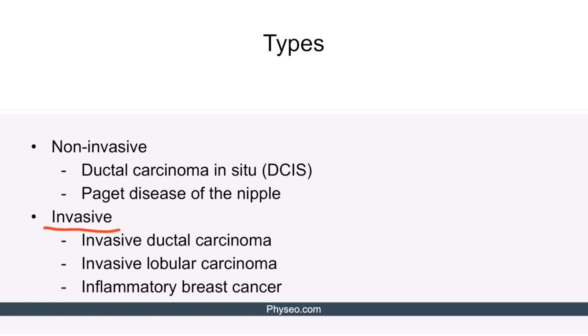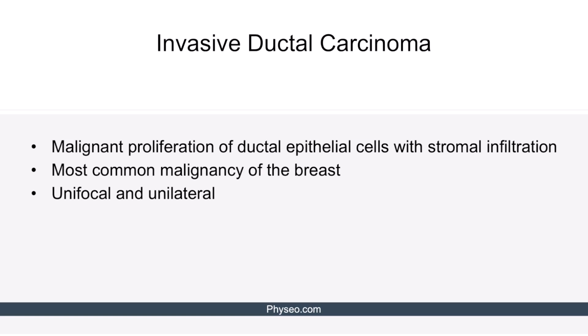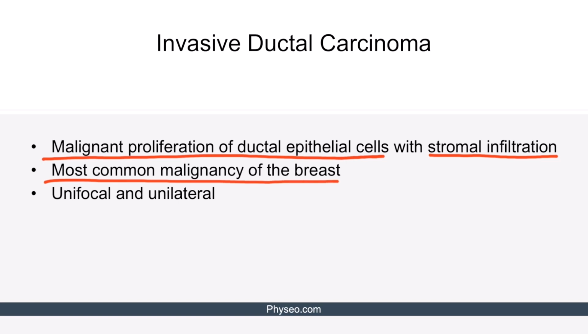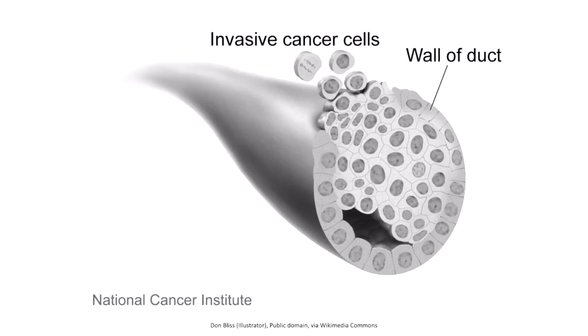Alright, let's next discuss the invasive breast tumors, starting with invasive ductal carcinoma. Invasive ductal carcinoma refers to the malignant proliferation of ductal epithelial cells along with stromal infiltration. It is the most common malignancy of the breast and is usually unifocal and unilateral. Here's an image that depicts invasive ductal carcinoma. Note that in invasive cancer, the cancer cells infiltrate beyond the wall of the duct.